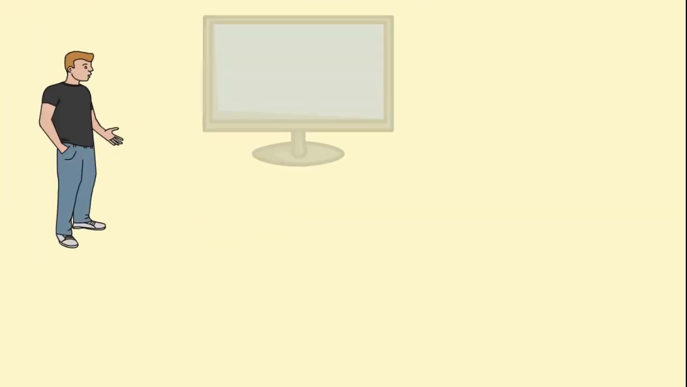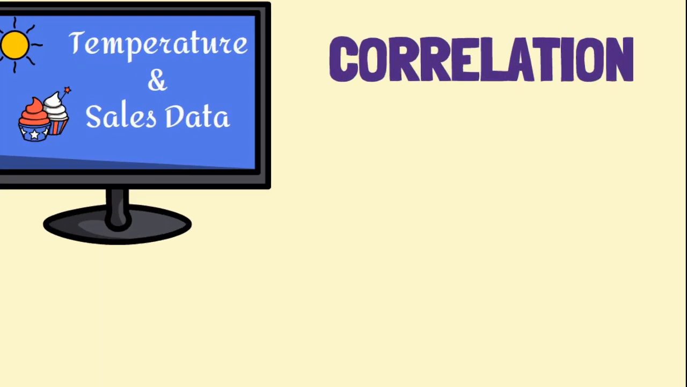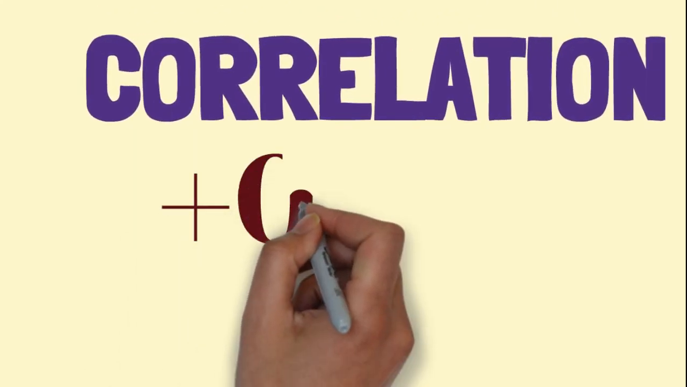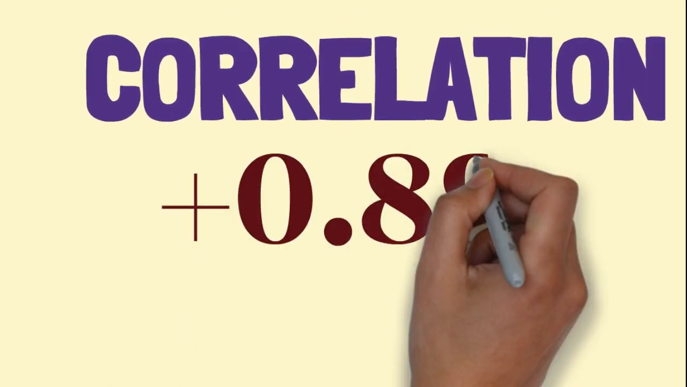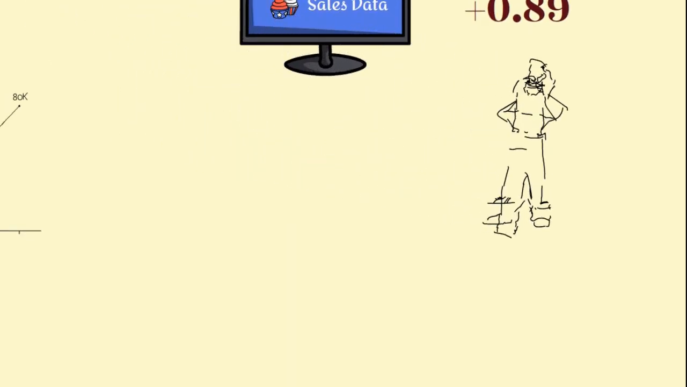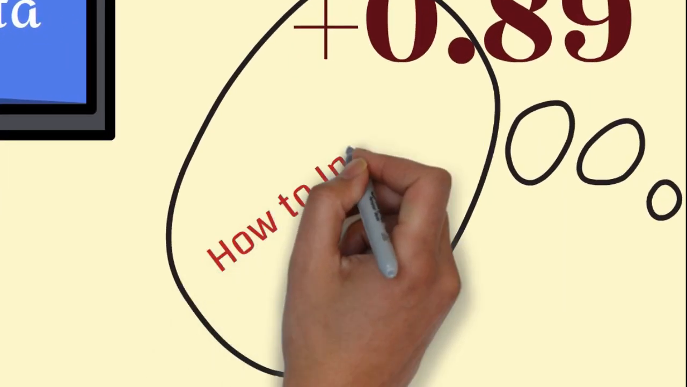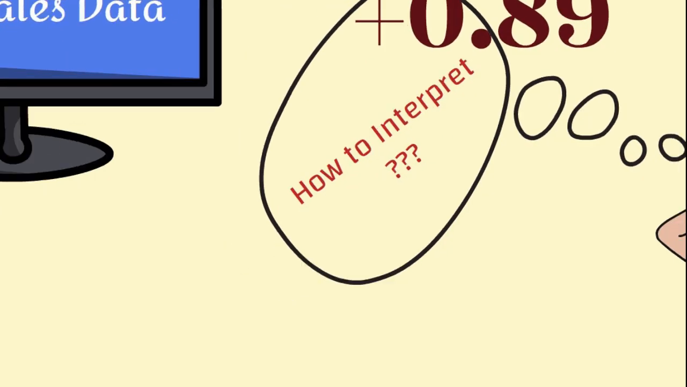To test the same, he extracted the data of ice cream sales and temperature from a database and applied correlation statistics to measure the association. He got a value of plus 0.89, but now he is all confused and unable to interpret the value. This could happen to many of us.